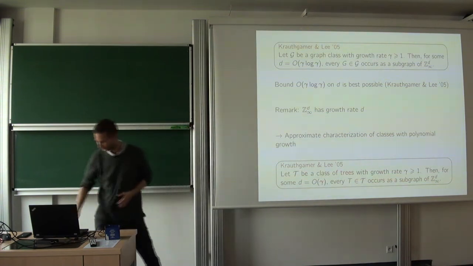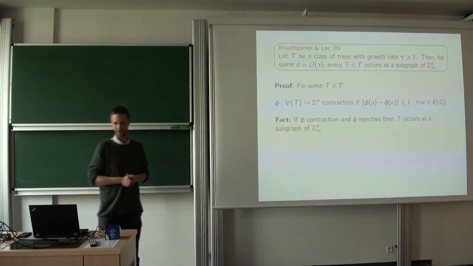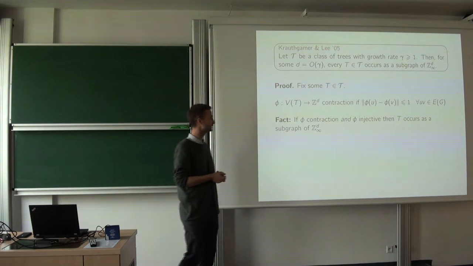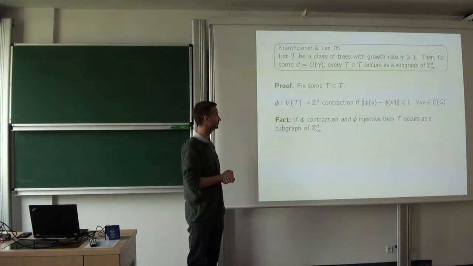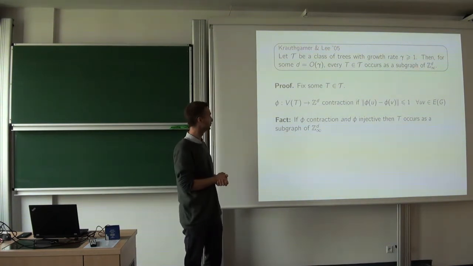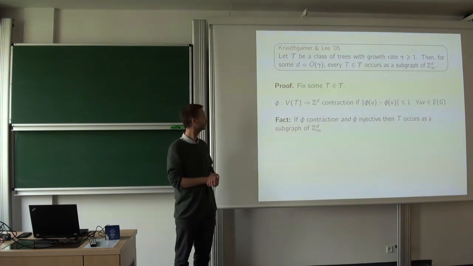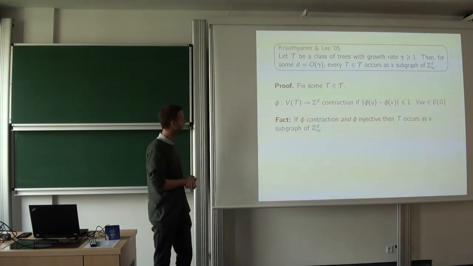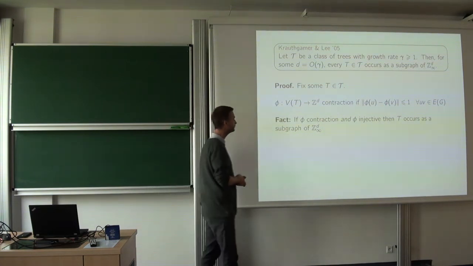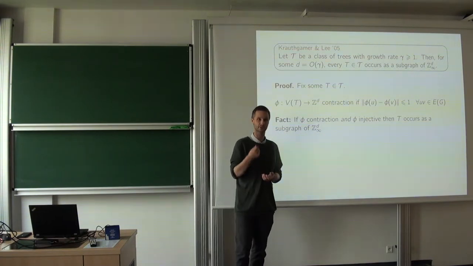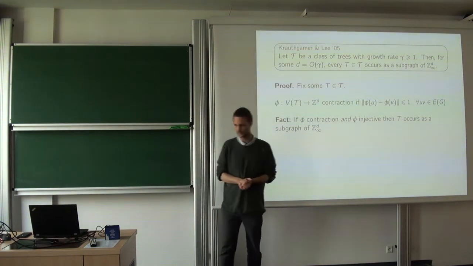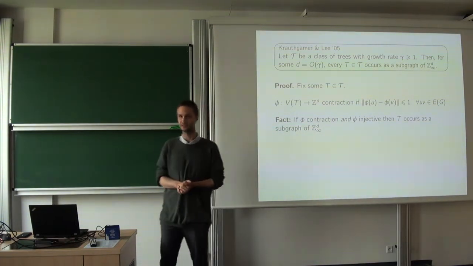Okay, so we are looking at trees, some class of trees with some growth rate gamma. Right, so the balls are of size big O of R to the gamma, if you have radius R. Now, I'm going to introduce a few definitions, and then I will tell you what the strategy is.